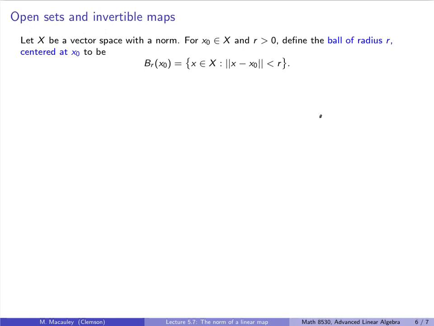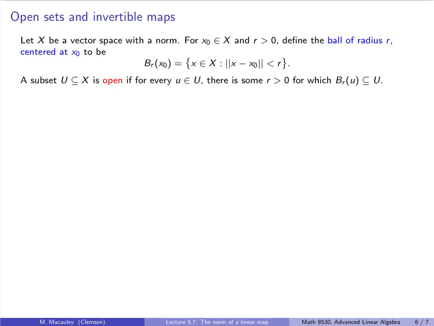The little mental picture that I like to have with this is, I just draw a circle around this. You know, this might be in some higher dimensional subspace, doesn't really matter. And the ball consists of all vectors that are inside this. Sometimes we call this a neighborhood. A subset U of X is open if for every vector in U there is some positive radius r for which the ball centered at that vector of radius r is contained in U.